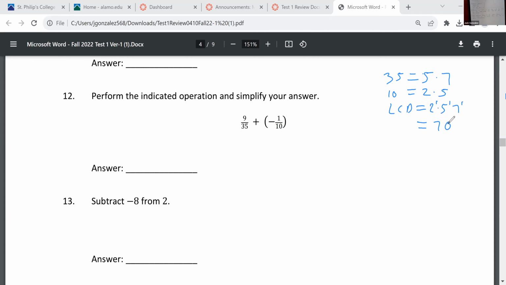So how do you change? What do I multiply this guy by to get a 70? Divided by something.